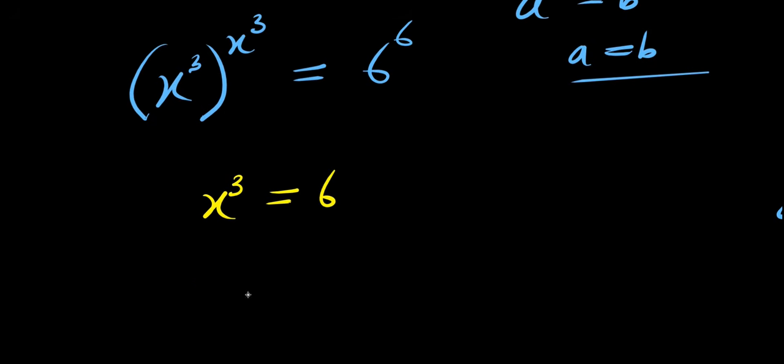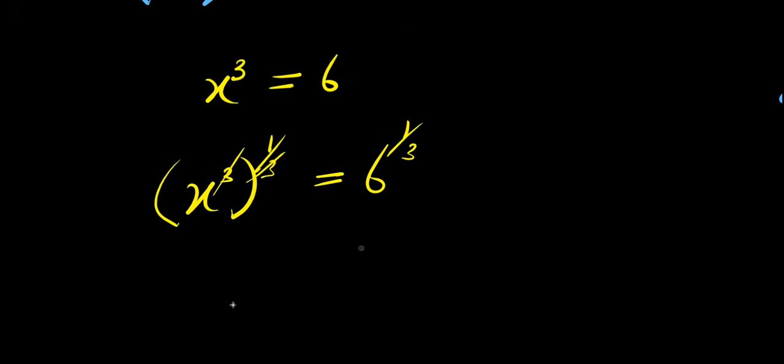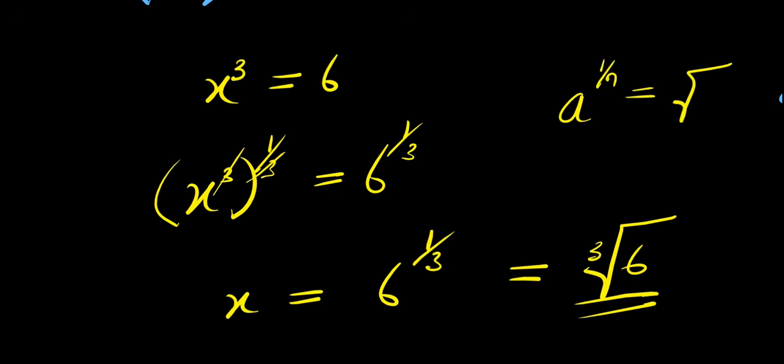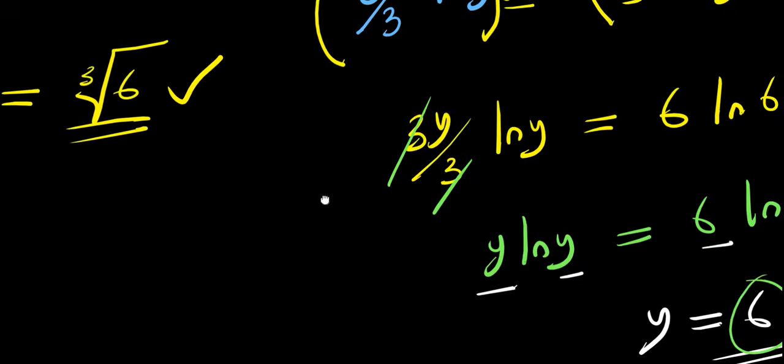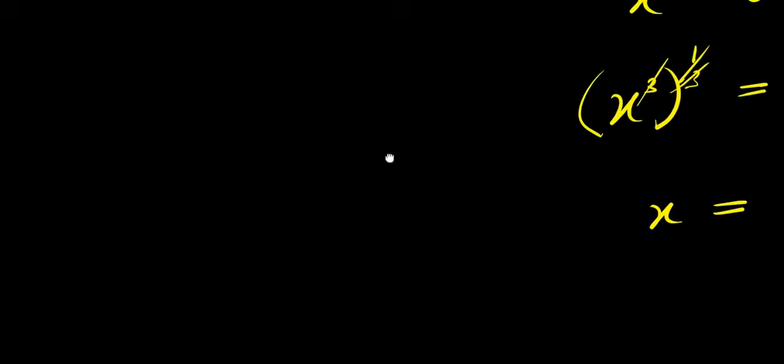We can solve for x by eliminating this exponent, right? So I can simply have x power 3 raised to the power of 1 over 3 equals 6 power 1 over 3. By multiplying the exponents, I have x left alone, meaning x equals 6 power 1 over 3. And this is also the same thing as writing the cube root of 6. Remember, a power 1 over n equals the nth root of a. So this answer and the previous answer that we had earlier, they are obviously the same, and we have used 2 different methods. So this is how you can solve this exponential problem.